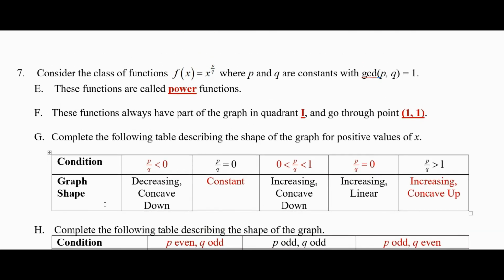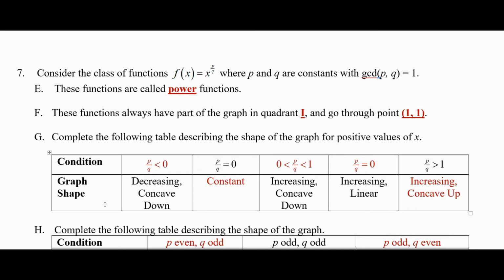Okay, consider this class of functions. f of x equals x to the p over q, where p and q are constants with the greatest common divisor of p and q equal to 1. In other words, that fraction p over q is reduced. This is a class of functions called power functions. We also have power functions with x to an irrational power as well. So these functions have a variable base and a constant power.